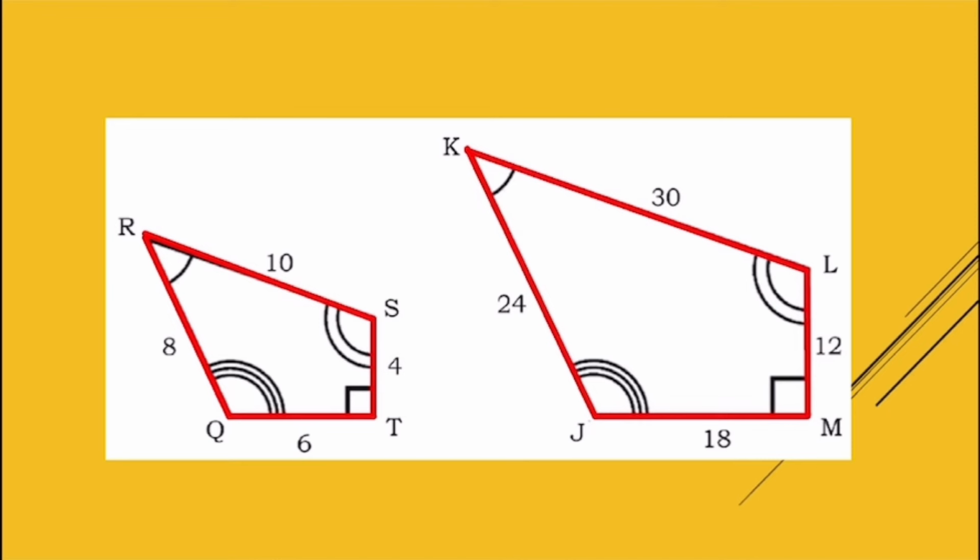So for our guide questions, first, what do you observe about the shape of the two quadrilaterals? Second, what can you say about the lengths of their sides? And third, what do you notice about their corresponding angles?